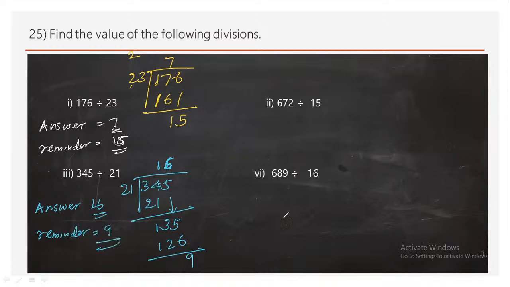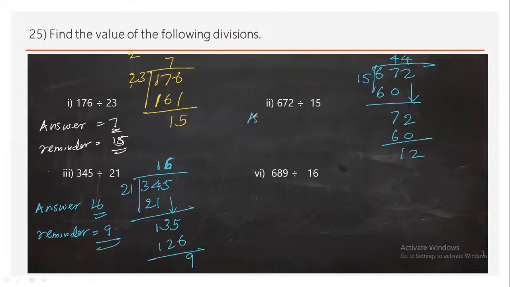9. Next question. 672 divided by 50. 60, how many 15s are there? 4. 4 times 15, that is 60. 7 remaining. Borrow this 2 here. 72 also there are 4. 4 times 15, 60. 12.